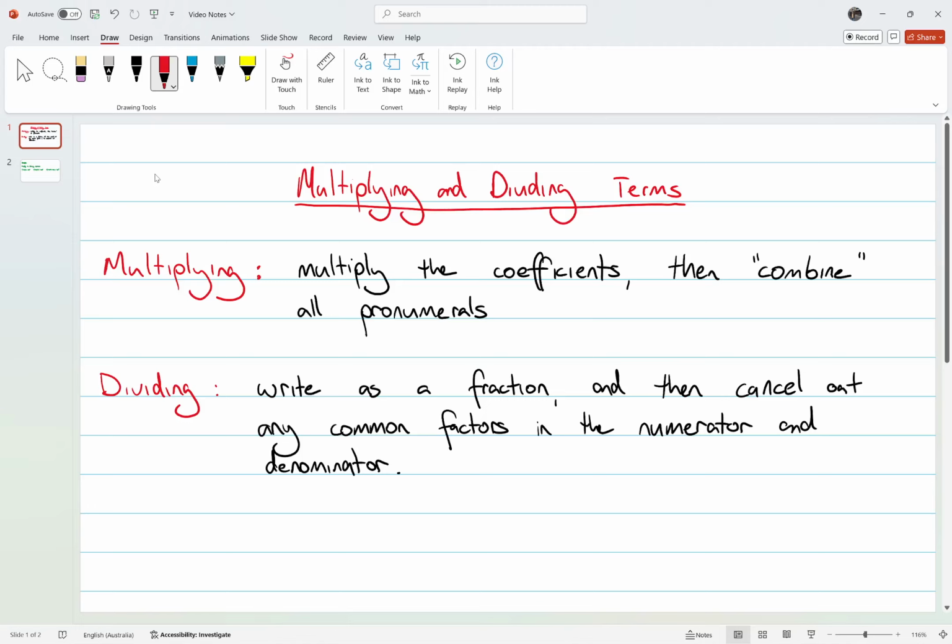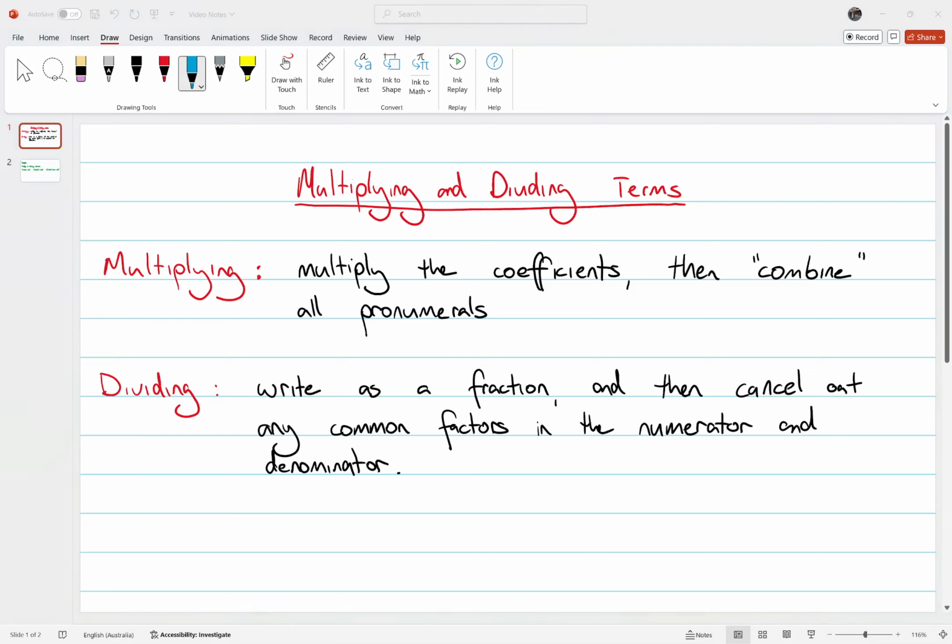Hi everyone, in this video we're going to be looking at how we can multiply and divide terms in an expression to simplify them. So to quickly go through the rules for each of these, for multiplying, all we do is we multiply the coefficients, meaning the numbers that are sitting in front of the letters, and then we combine the pronumerals, basically just smush them all together, add the powers, all that stuff.